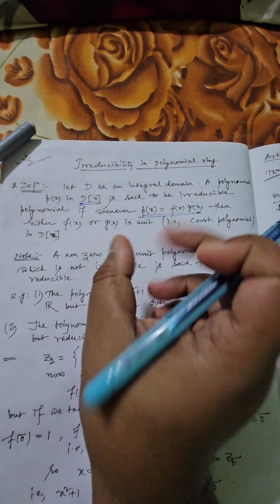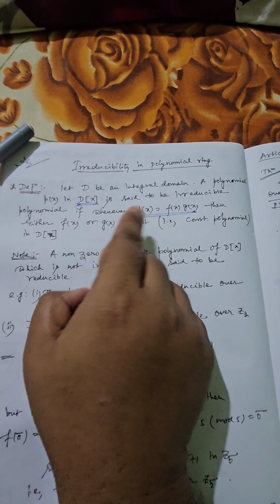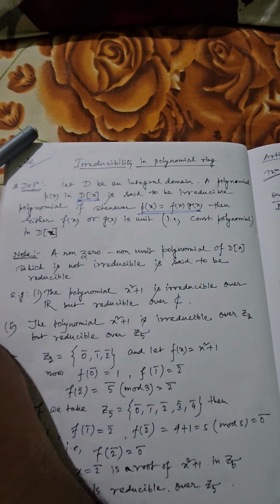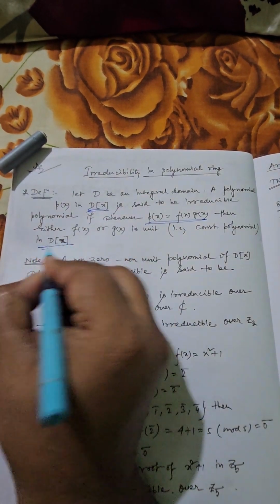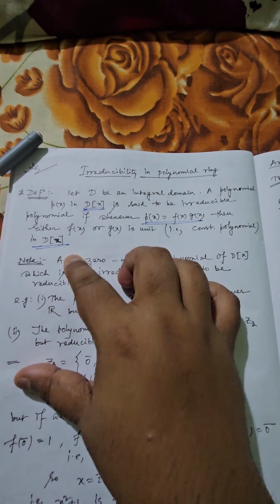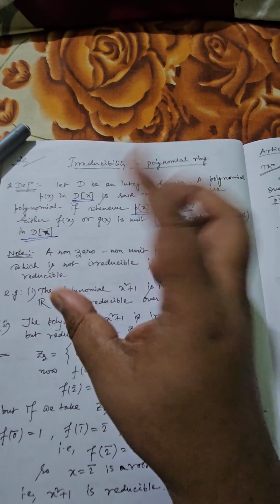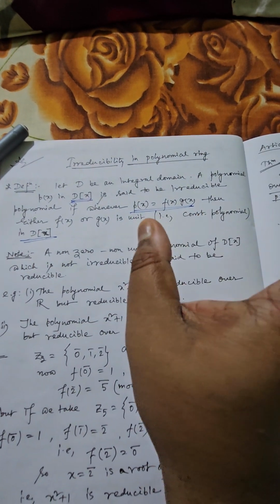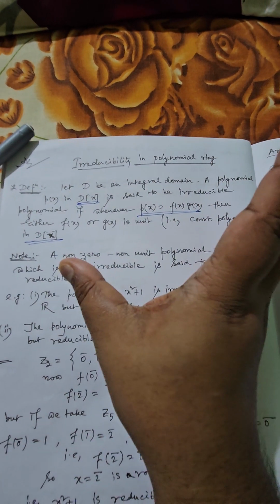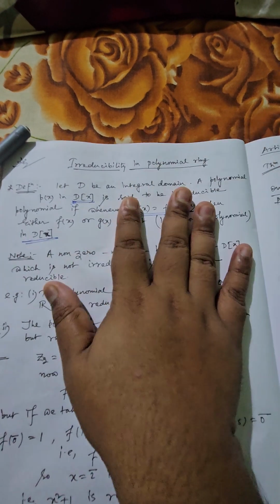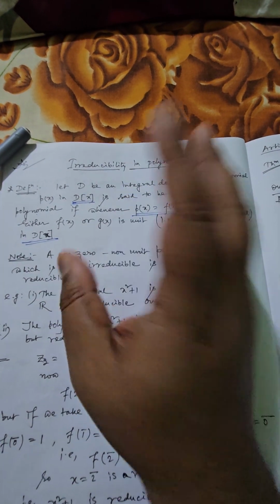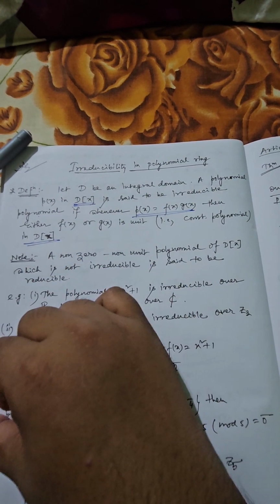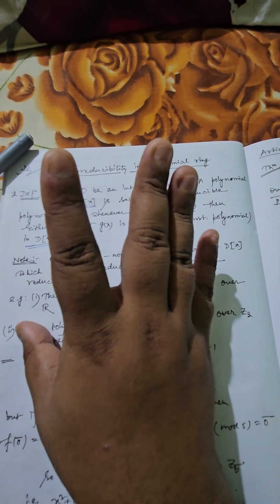Then the condition is that either f(x) or g(x) should behave like a unit, or in general it should behave like a constant polynomial in D[x]. In simple words, if the structure is reducible, then you can imagine it can be factorized into two factors. Whenever you are considering any expression, if you can factorize it within a certain specified domain, then you can simply call it reducible. Otherwise you can call it irreducible.